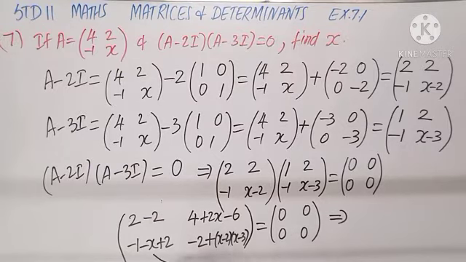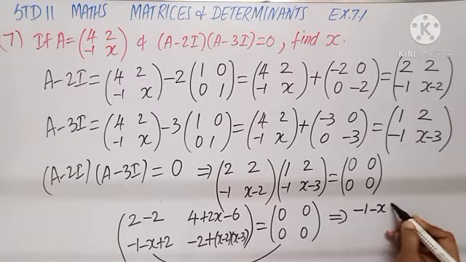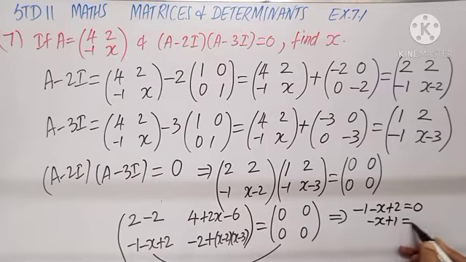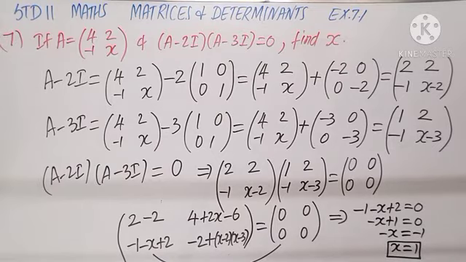So let me compare these two. I get minus 1 minus x plus 2 equals 0, or minus x plus 1 equals 0, or minus x is minus 1. We get x is equal to 1 and that is the answer.